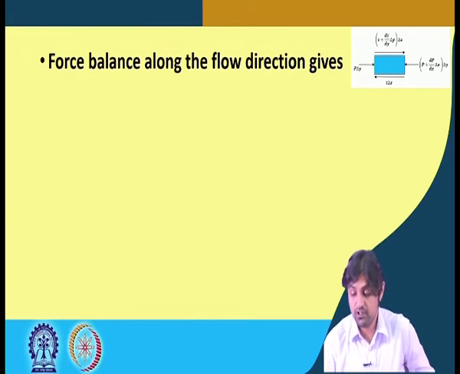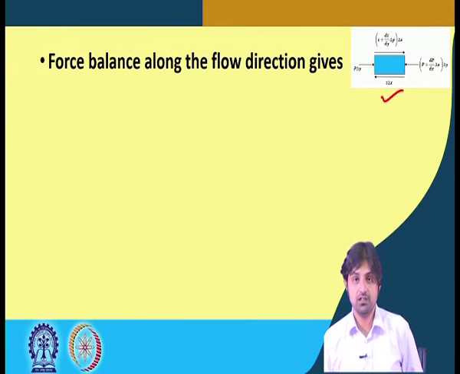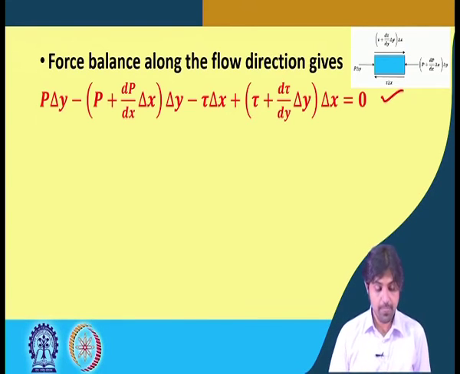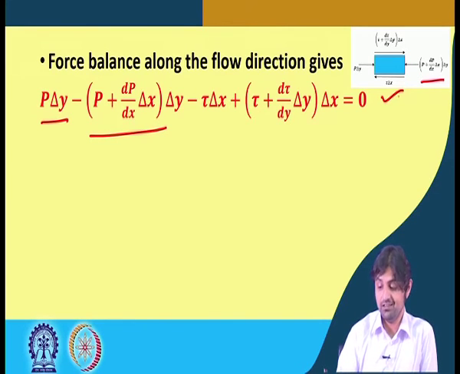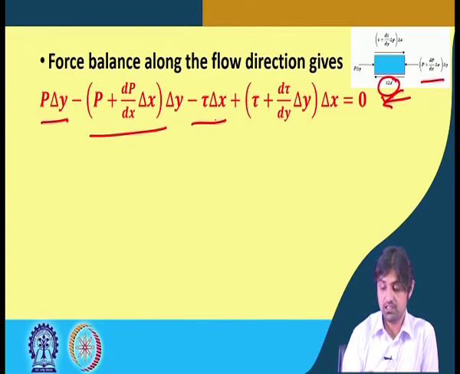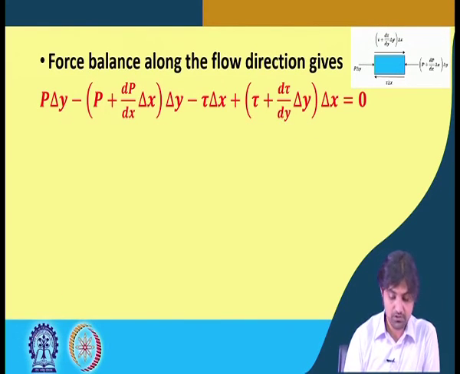For your convenience, I have made the free body diagram and just reproduced it in the right top corner. So you see P delta y, that is force per unit length, minus this one here, which is in the negative direction, tau delta x. So minus tau delta x, and this is in positive direction, so this is plus, and that all equals 0.